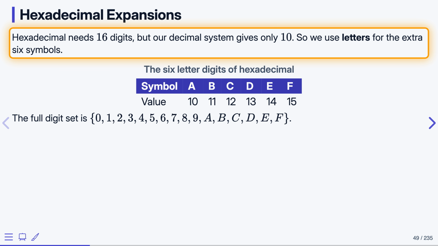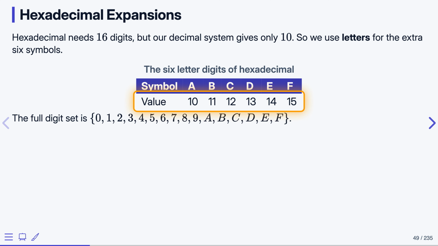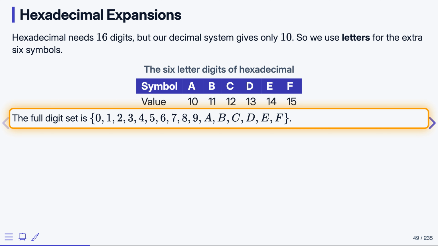Hexadecimal is base 16. It needs 16 different digits, but we only have 10 number symbols, 0 through 9, so we borrow 6 letters. Look at the table. A means 10, B means 11, C means 12, D means 13, E means 14, and F means 15. So the full digit set runs 0 through 9, then A through F.